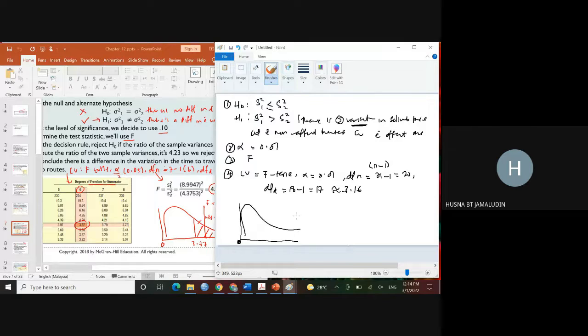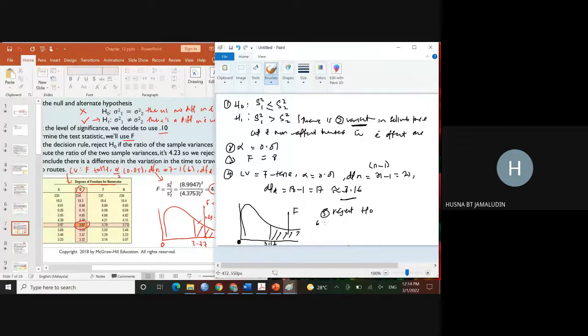So the CV is 3.16. So it should be somewhere here. What is your F just now? What is the value? It is 8, right? We have computed it. It is 8. So this is your F. It is inside the rejection region. So you know what we should do, right? So number 5, we have to reject the H null.